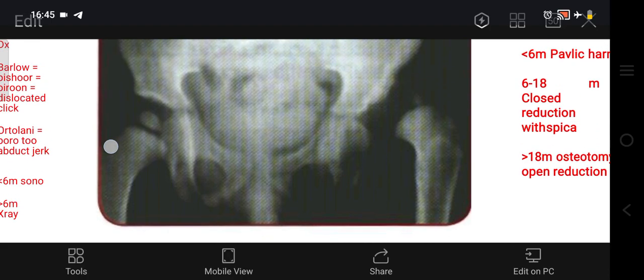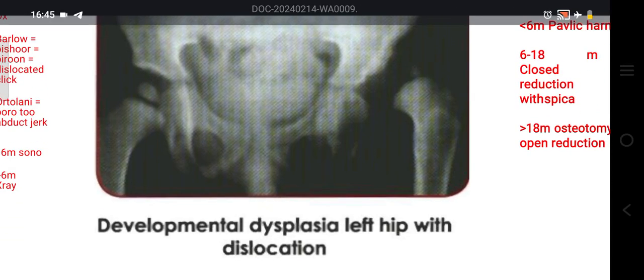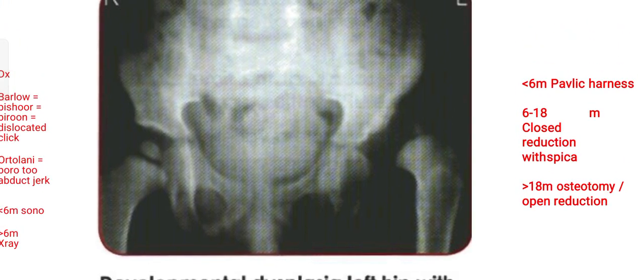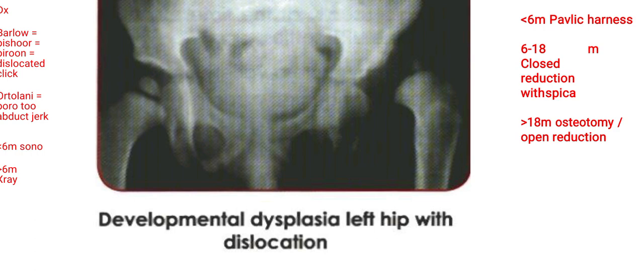Hello friends, once again we will start with some X-rays I will show you, and after showing these X-rays we'll go with past paper questions. So here, if you can see, this X-ray is developmental dysplasia of the left hip with dislocation.